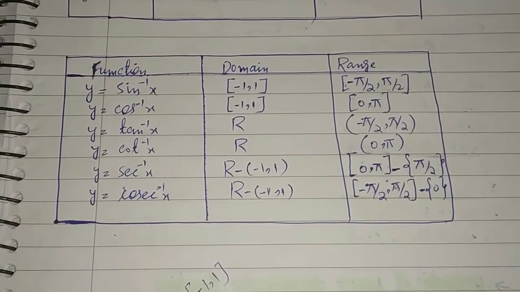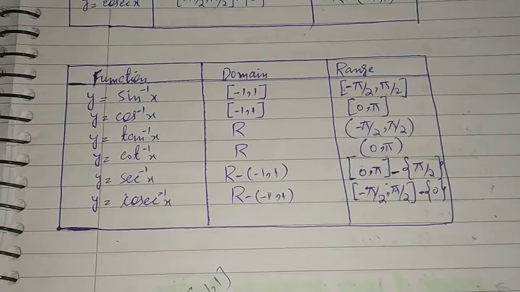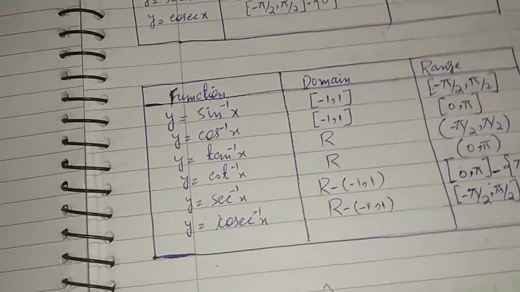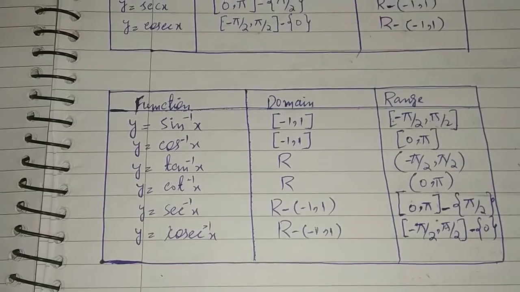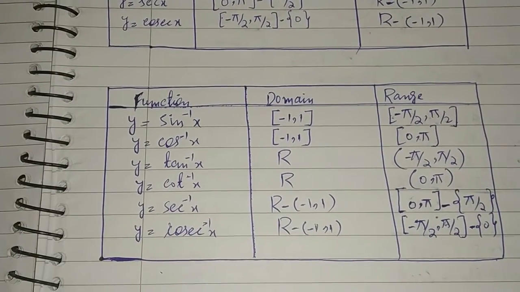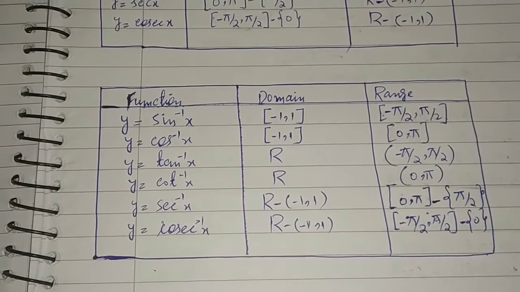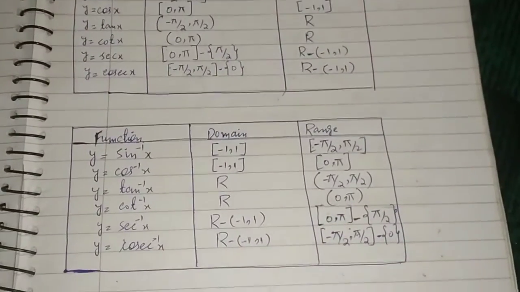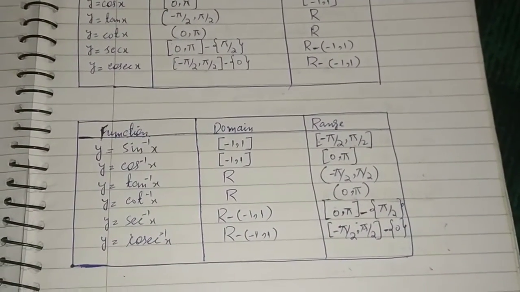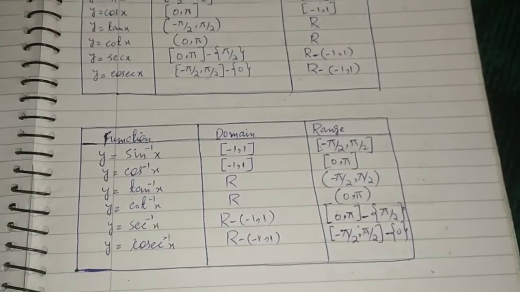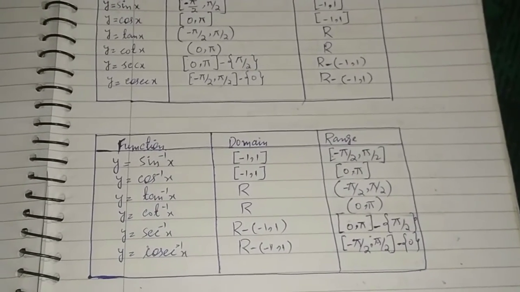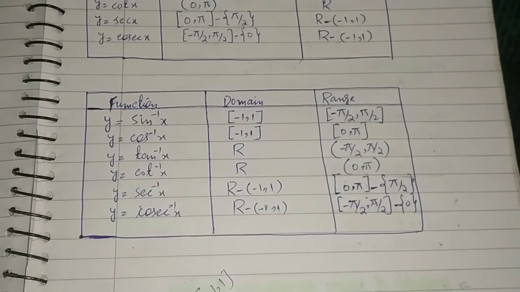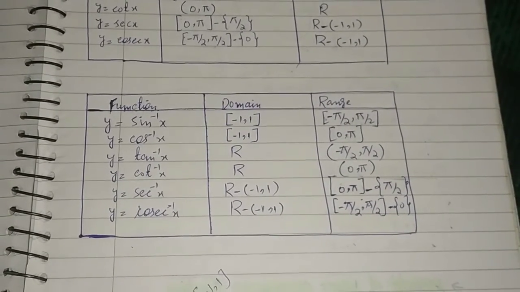By interchanging the domains and ranges like we did with sine, cos, and tan, the same is the case with the rest of the functions like cotangent, cosecant, and secant. I'm pausing the video again so that you will be able to note it. In this manner, students, we have finished the concepts of the range and domains of these inverse functions, and how we restricted the domains and codomains of functions and found their inverses.